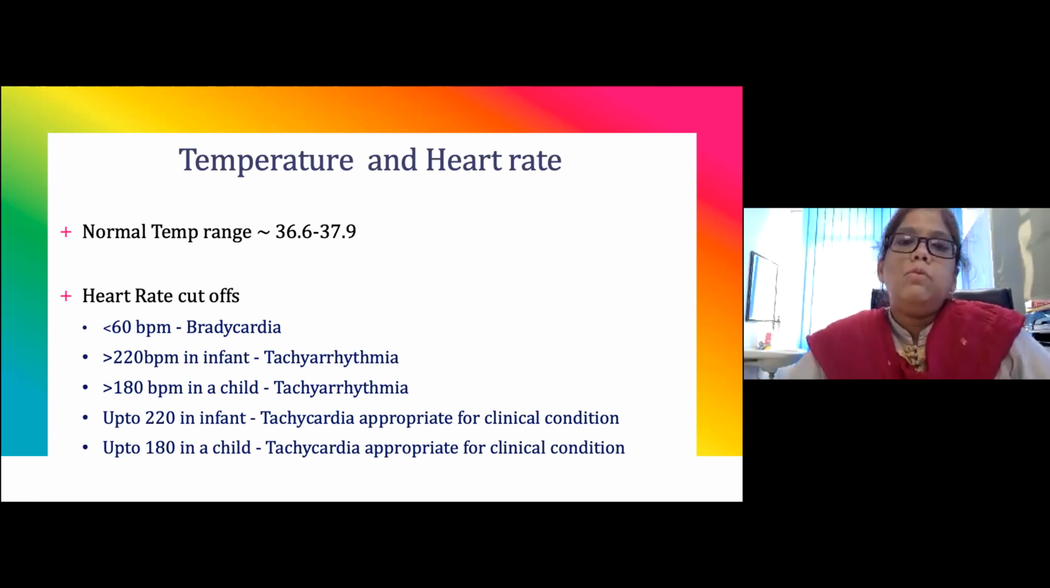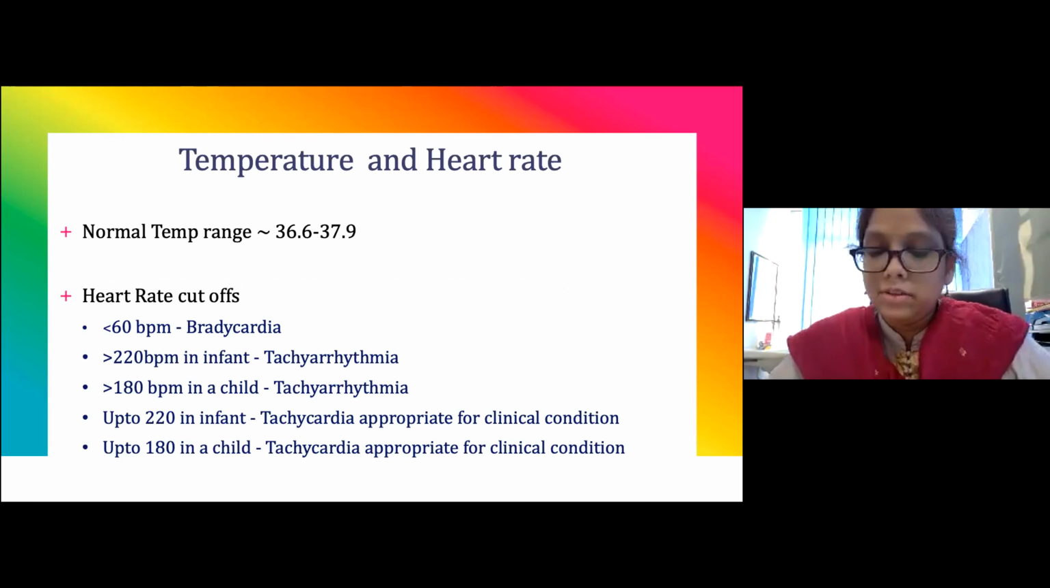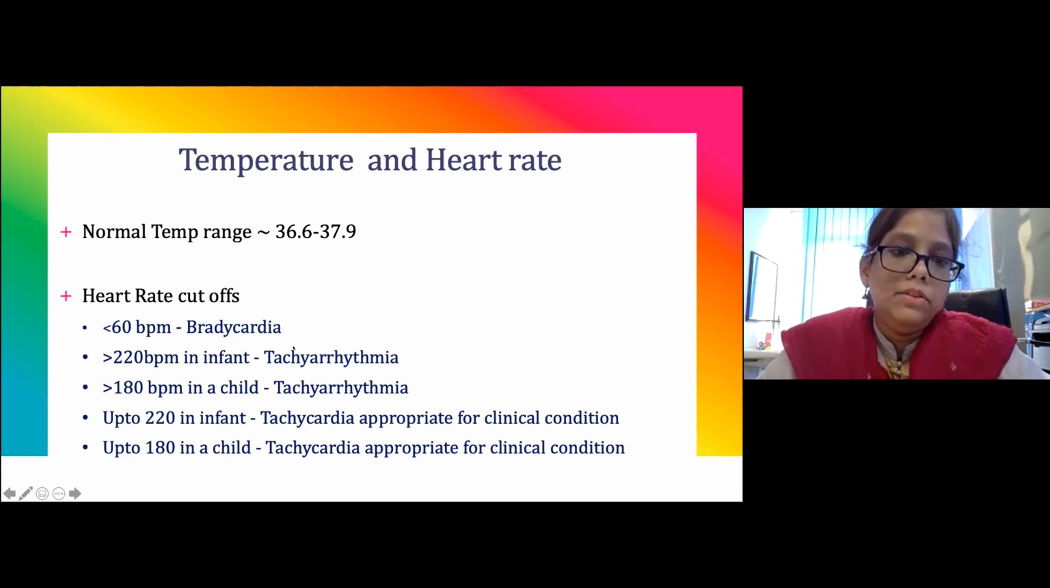Coming to what are the normal and abnormal vitals in children. The normal temperature range in children is around 36.6 to 37.9. So any cutoffs above this are abnormal. And you do get hypothermia in children. It is not that you will only get fever in COVID patients, but smaller children who can get hypothermia as well can present in the emergency.